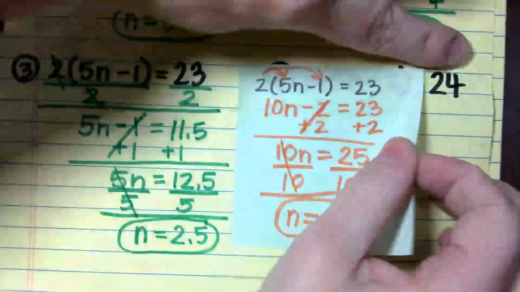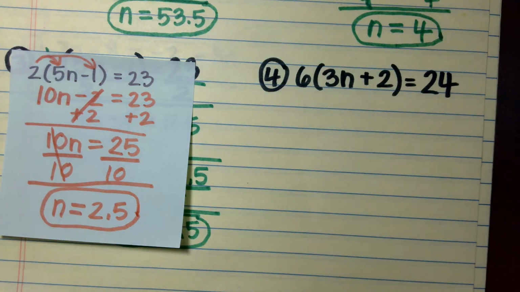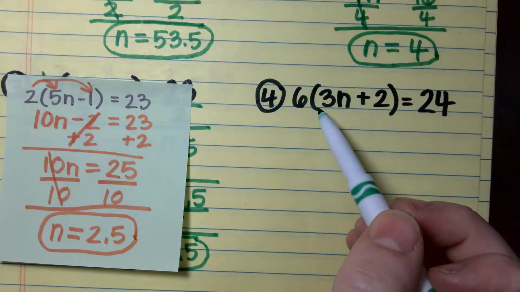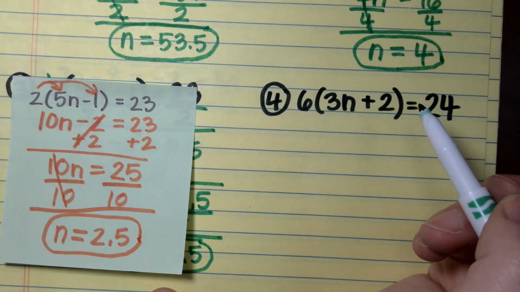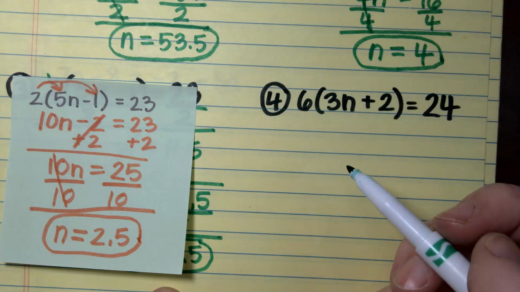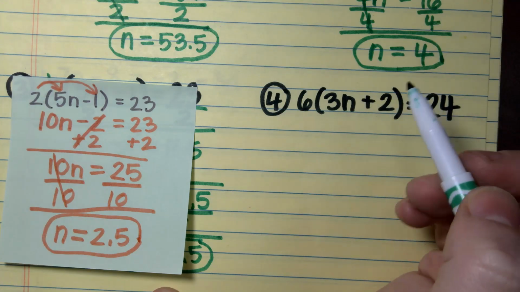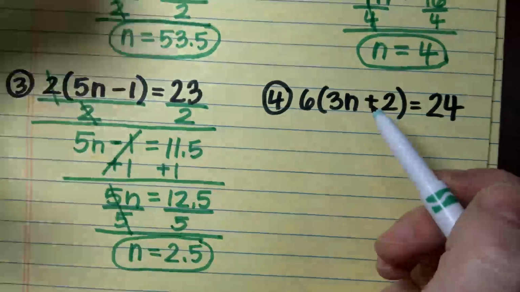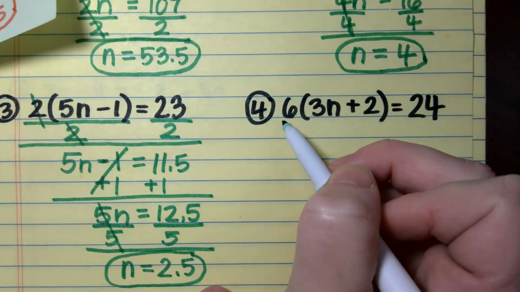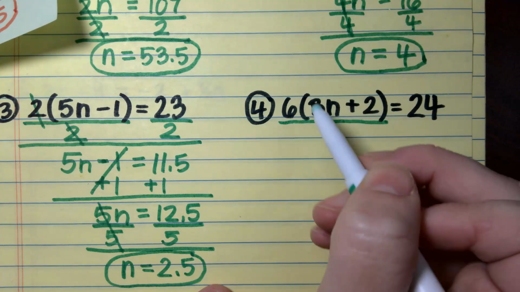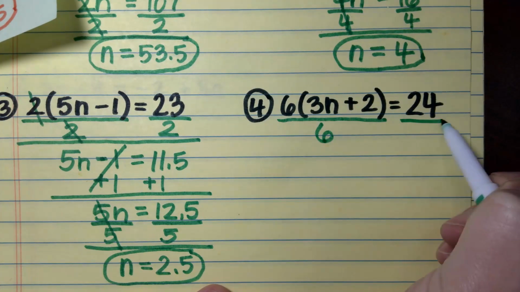Let's try 4. Okay, number 4, I've got 6 times 3n plus 2 is equal to 24. Do we want to do our distribution first or our division first? Distribution. All right, how about this? We'll just keep it consistent and do our division here, and then we'll show the distribution next. So if I'm trying to get rid of this times 6, I'm going to take all this divided by 6 on both sides.